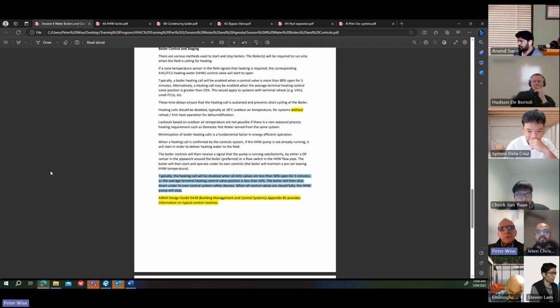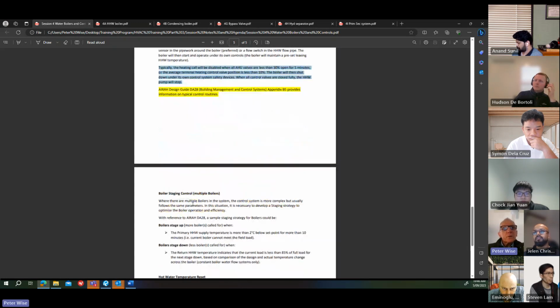Typically, the heating coil will be disabled when all air handling unit valves are less than 30% open for 5 minutes, where the average terminal heating control valve position is less than 10%. The boiler will then shut down under its own control system safety devices. When all the control valves are closed, the hot water pump will stop. It shuts down. So have a think about that. It's not terribly difficult to understand, and the Aero Design Guide can give you a bit more information.